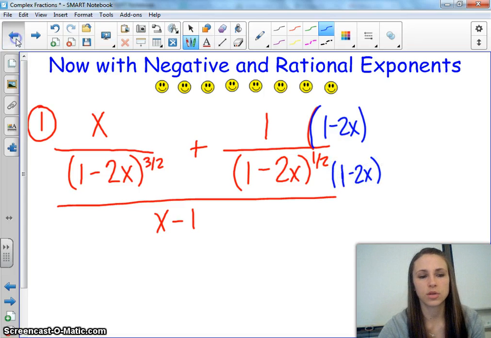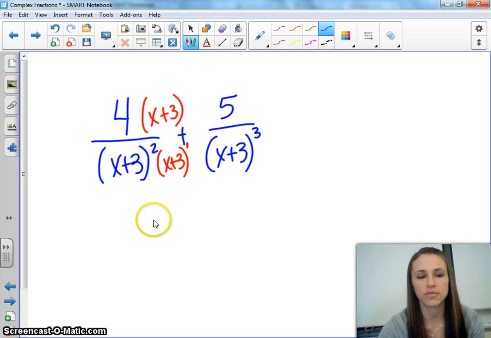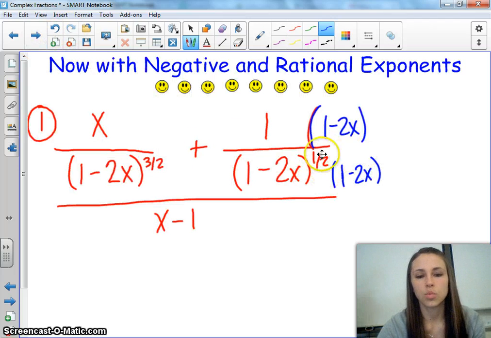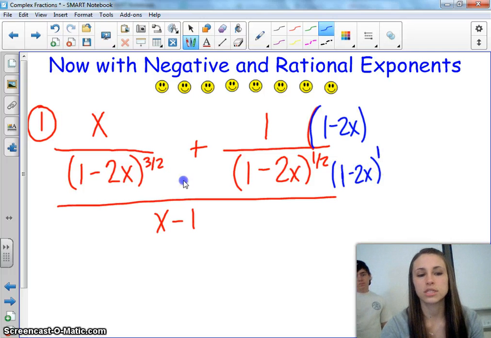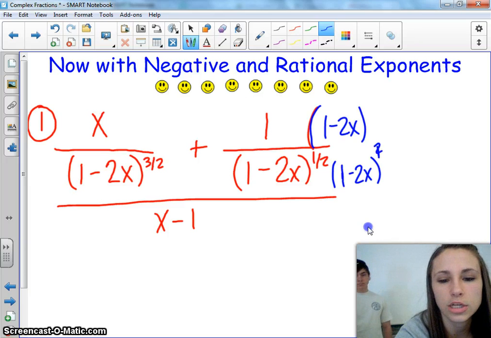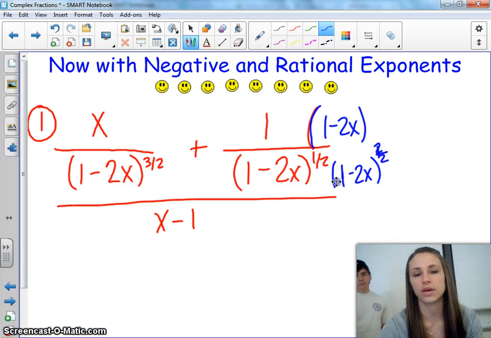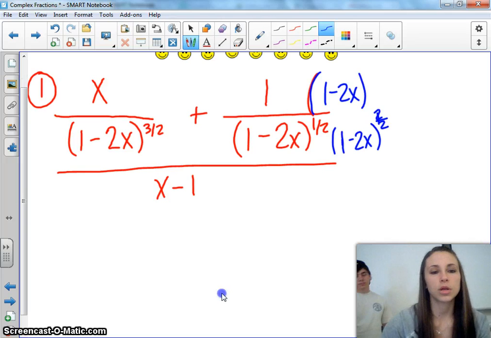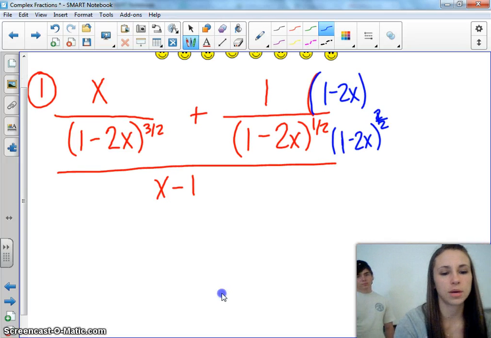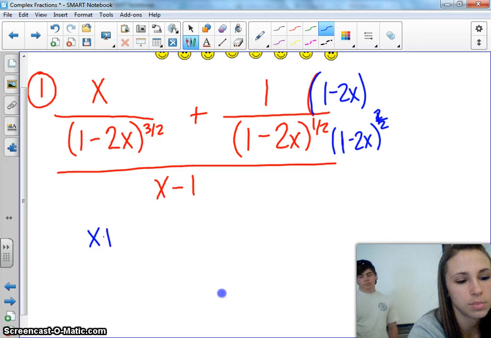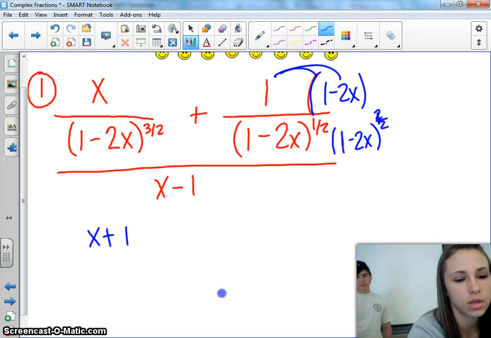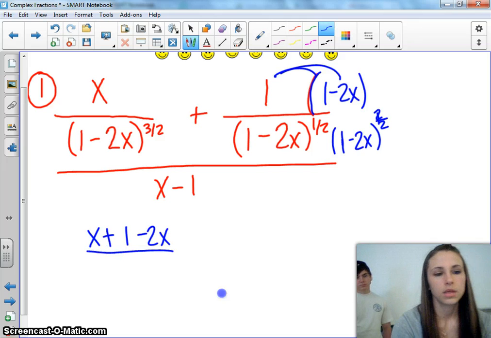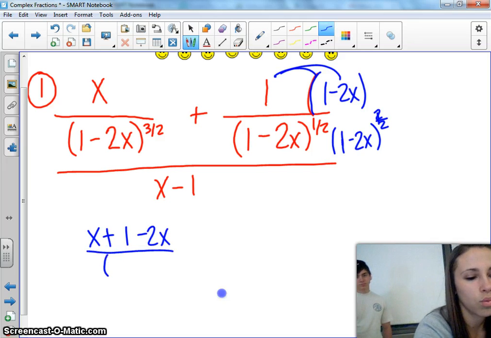When I put that in the top and the bottom, what I'm going to do with these exponents is exactly what I would do over here. 2 plus 1 would give me 3. I'm going to do 1/2 plus 1, and 1/2 plus 1 is going to give me 3/2, because this 1 is kind of like a 2 over 2. So 1/2 plus 2/2 is 3/2. Then I'm going to go across the top since I've got a common denominator now. This is going to be x plus 1 minus 2x on the top. If I distribute this 1, it's not really going to change anything. Now my common denominator is (1 minus 2x) to the 3/2.